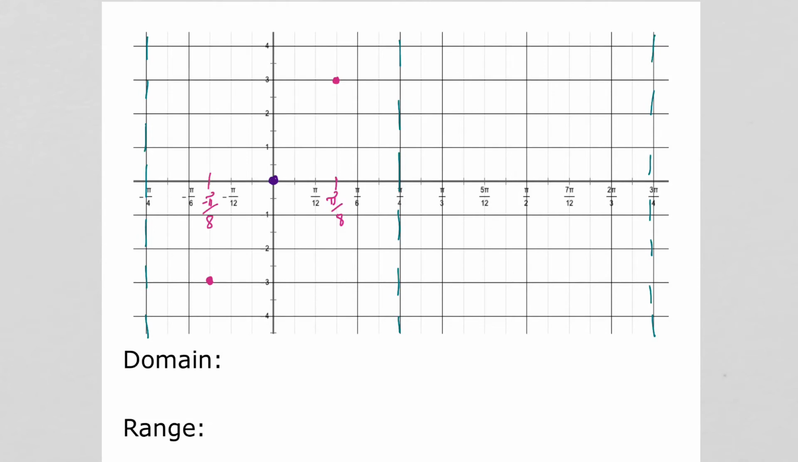And I can come over here and let's see. We'll be at pi over 2, it looks like. And halfway between that at negative 3 and halfway between at 3. And now we can graph our tangent curves. And they don't have to be beautiful, but do not do that. It is not a line. It is a curve. So curve up a bit and curve down a bit.